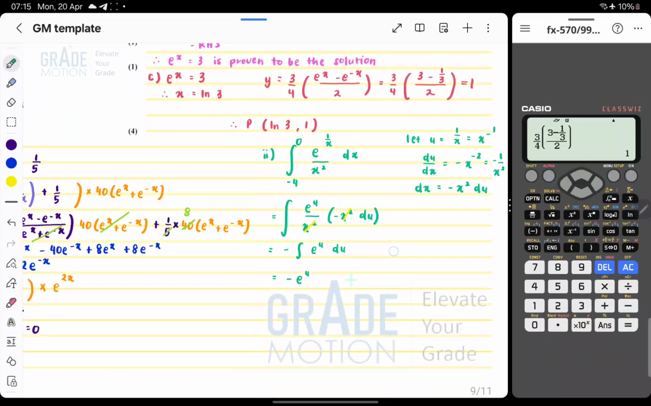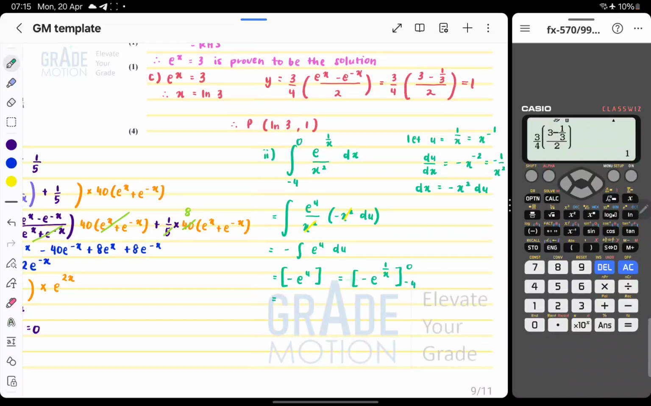When we integrate this, we will get negative e^u. Remember that we have to substitute back so that our answer would be in x. So it would be negative e^(1 over x). Now we can write down the limit. The limit is negative 4 and 0. But if we replace 0 into this, you notice that we're going to get 1 over 0. We cannot have that.